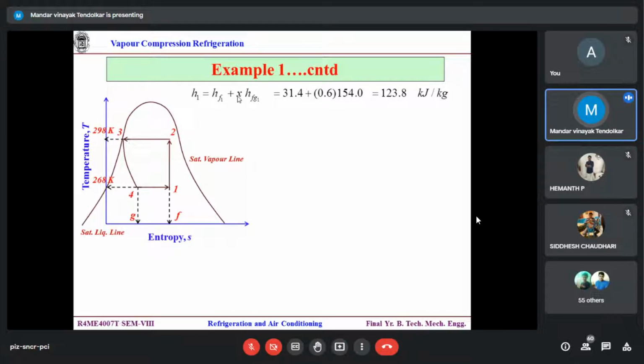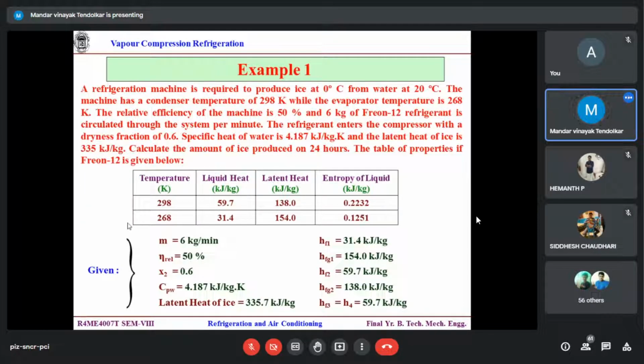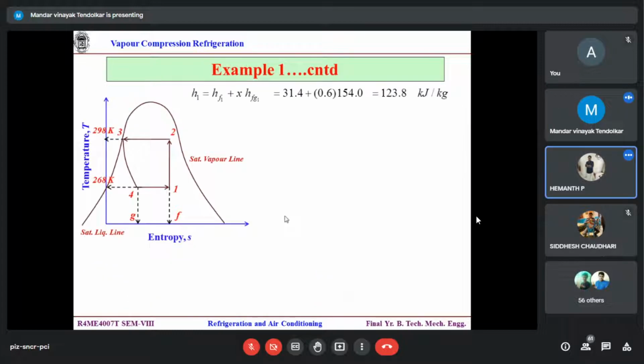So now I can find out H1, correct? Because I know HF1, I know dryness fraction, I know the latent part. Is this calculation correct? Where did this come from? This is related to the evaporator, correct? Evaporator means 268 K. So 268 K. This is my HF and this is my HFG. So HF plus X times HFG will give me H1. Do you agree? Yes, sir. So cross check the calculation. Yes, sir. Is this correct?